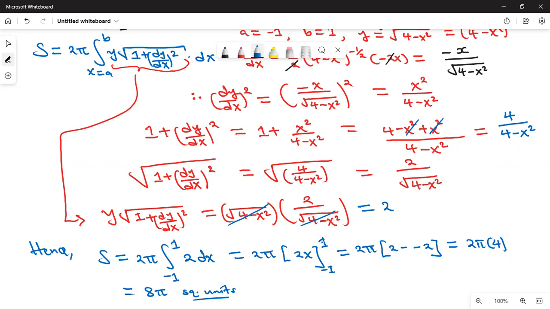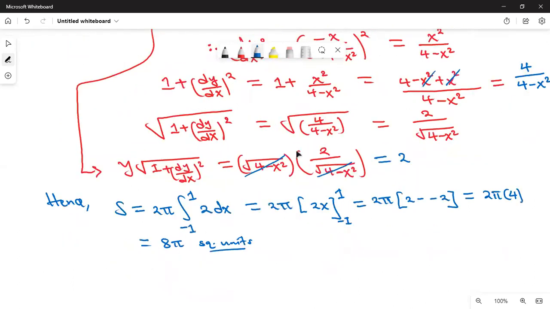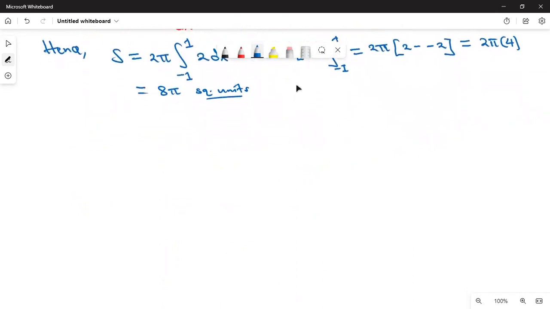Let me give you another one, where now we need to revolve about the y-axis. So we can write example number 2. This is example 2. That was example 1.